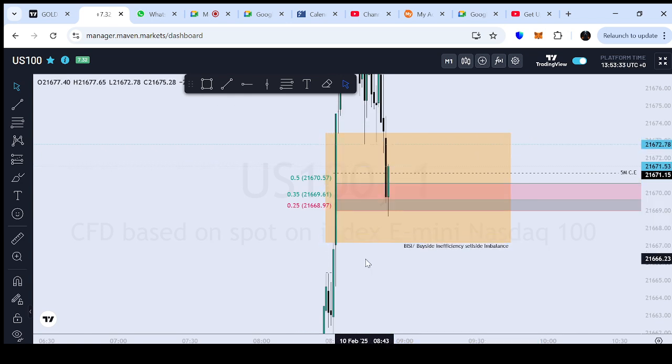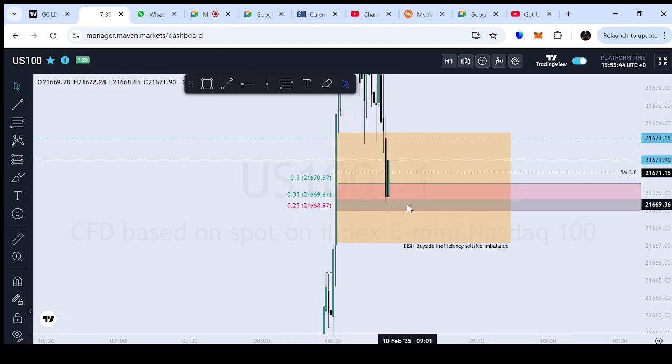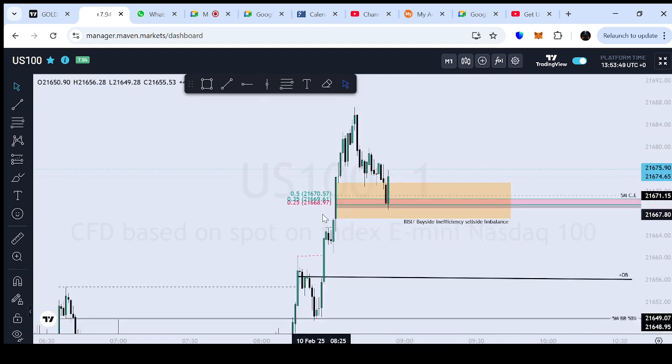This is an inefficiency from the high of that week to the low of this week. Fair value gap BC, buy side inefficiency, sell side imbalance. You see the price movement as we deliver at the 25% level, acting as a support level. That's where price will deliver to.